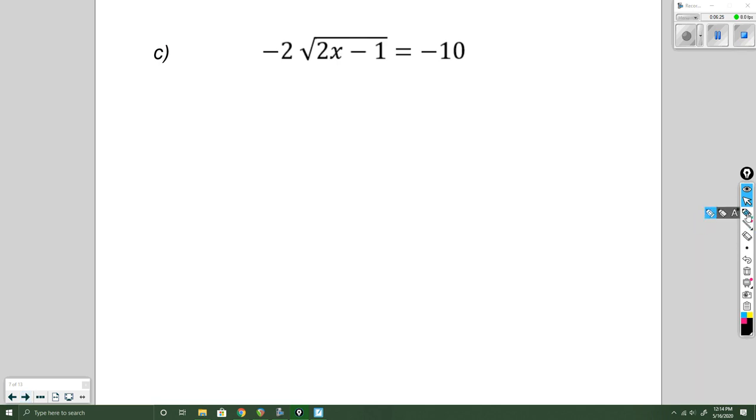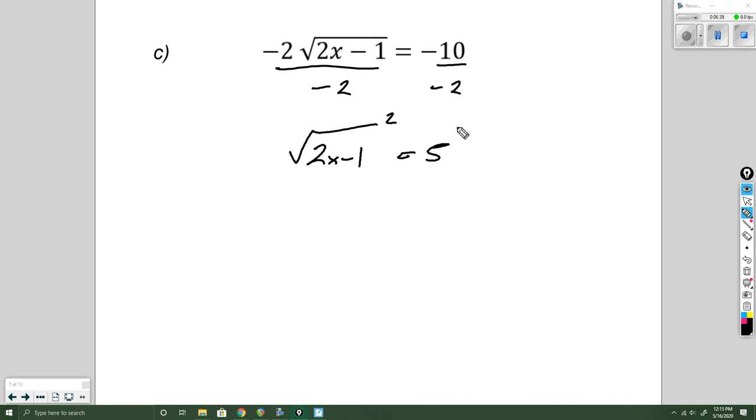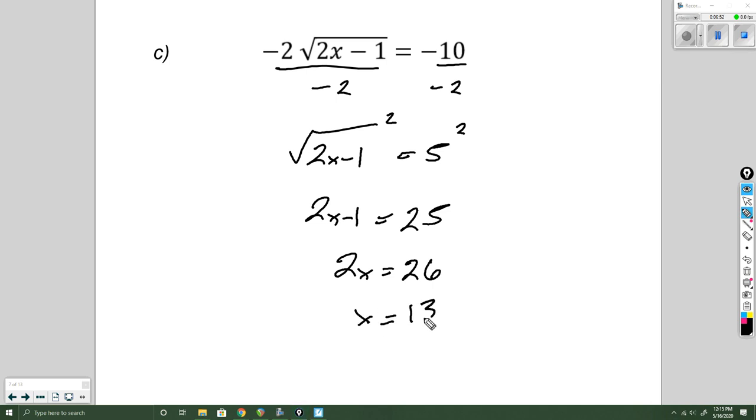We've got to use inverse operations to solve. So the first thing that we've got to get rid of is that -2. We want to isolate the radical, so divide each side by -2. We get the square root of 2x minus 1 equals 5. Now square both sides. We get 2x minus 1 equals 25. Add 1. We get 2x equals 26. And then divide by 2, and we get x is 13.